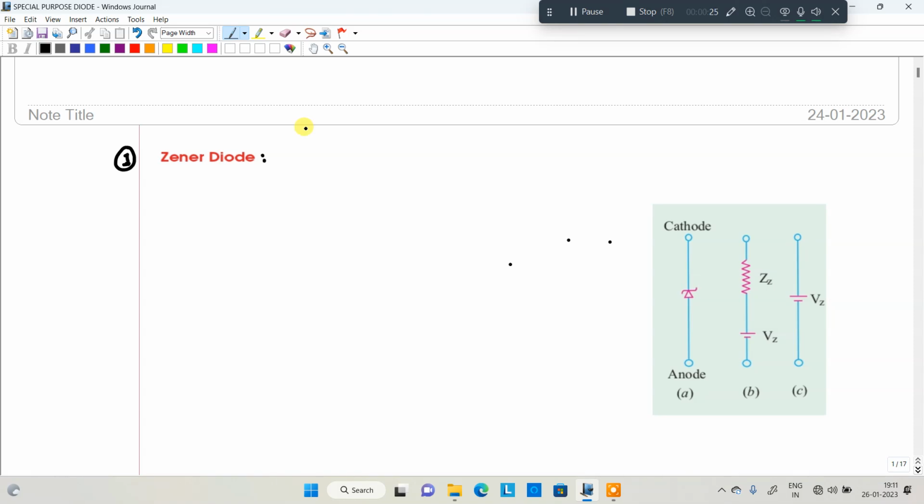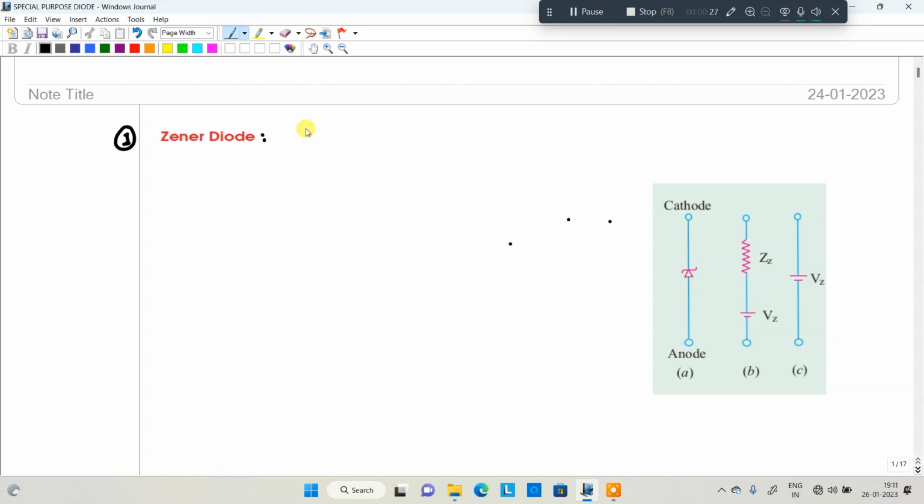So Zener diode. In the case of Zener diode, first we'll see the symbol. This is the symbol representation for Zener diode, like a Z symbol. Clear? This is the anode and this is the cathode. It is represented by Zener diode Z or D.